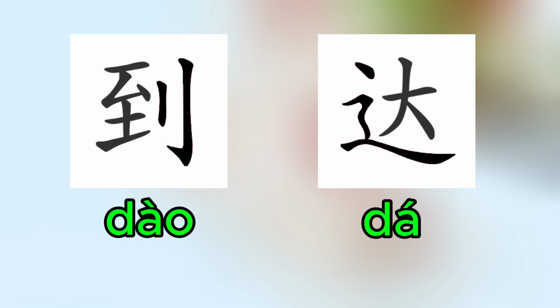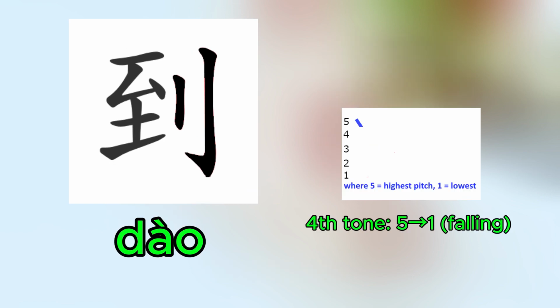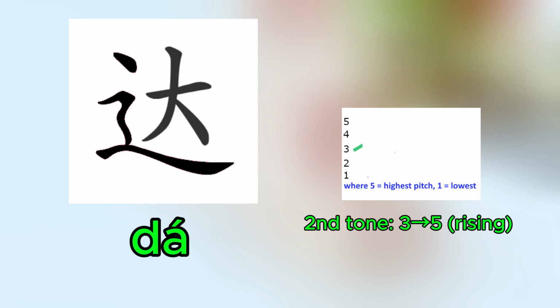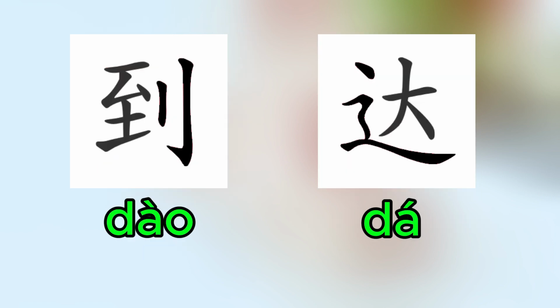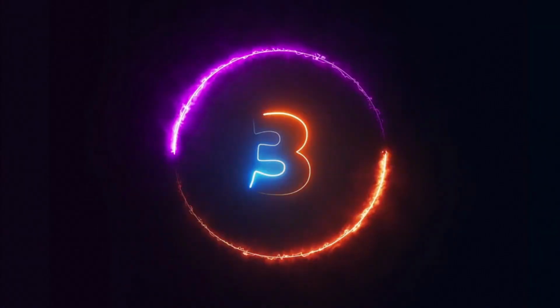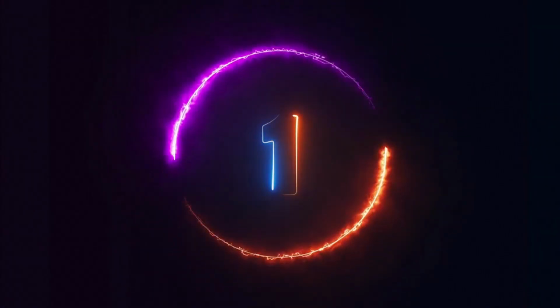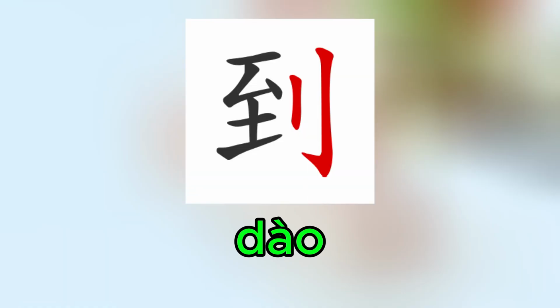Listen to the tones. 到 uses the fourth tone, that sharp, falling sound we practiced, just like 骂. Now, the second character is 达. It uses the second tone, the rising one, like 麻. Now together: 到达. Your turn. Excellent. Now, let's see how it's written.